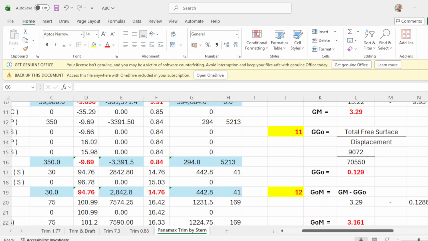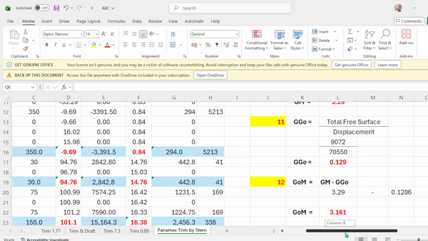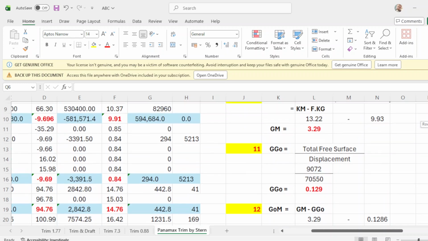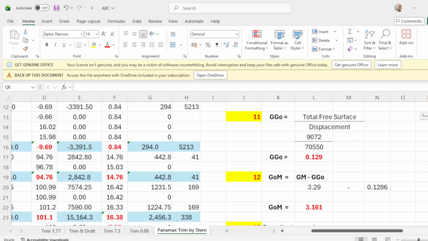Then the last one, you compute for GOM. What is your GOM? It is GM minus GGO. What is your GM? GM is 3.29 minus your GGO of 0.129, and the answer would be 3.161. What is your GGO? GGO is this one.